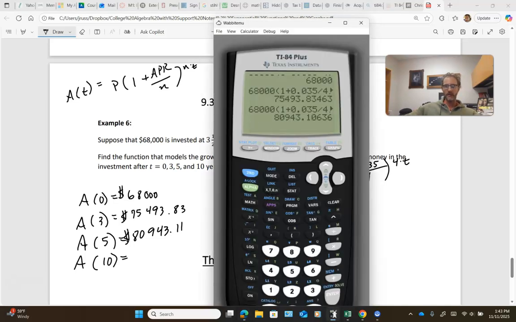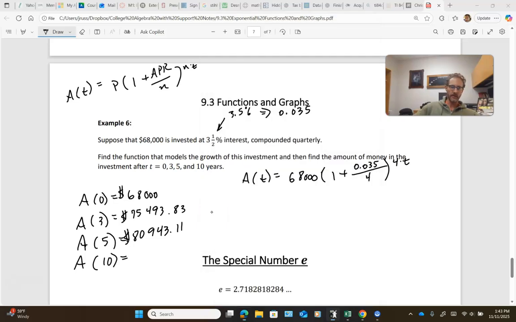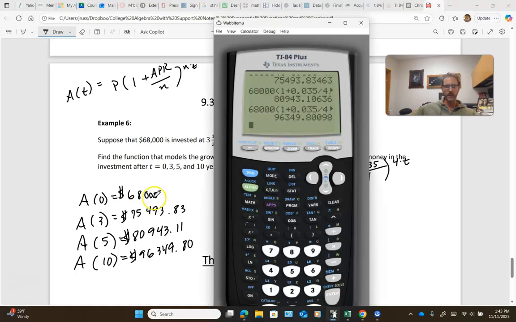Okay, and then finally here, guys, I'll do it one more time with the value of 10 for t. There we go. Hit enter, and now it's $96,349.80 if I round it to the nearest cent. Okay. So after 10 years, my investment has increased by close to $30,000. So that's not too bad.